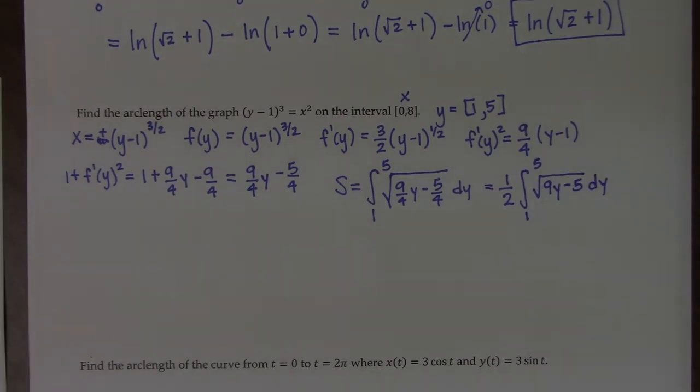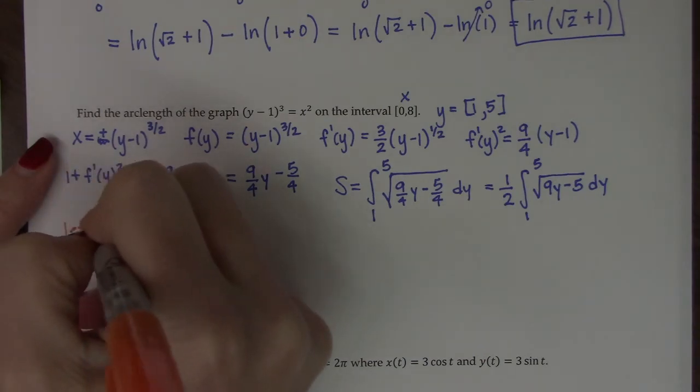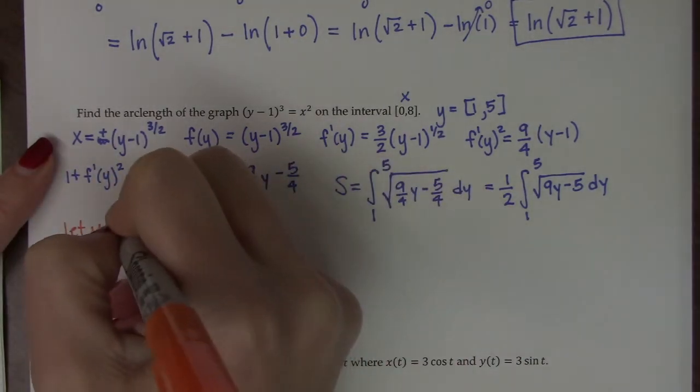So this can be done using a u substitution. I don't have any clever squares. I can't make the radical go away. So if I want to u sub this, I'm going to let u be everything that's under the radical.